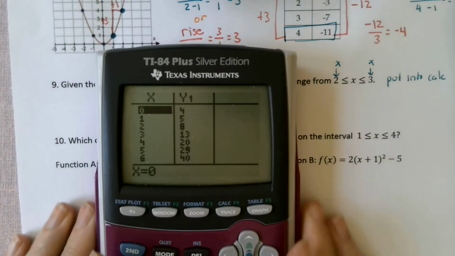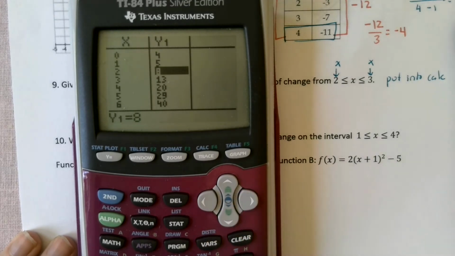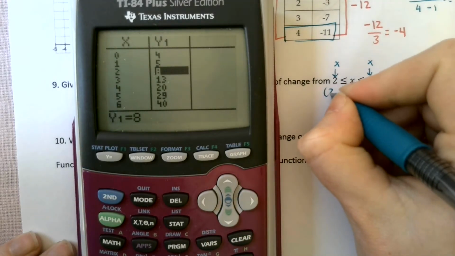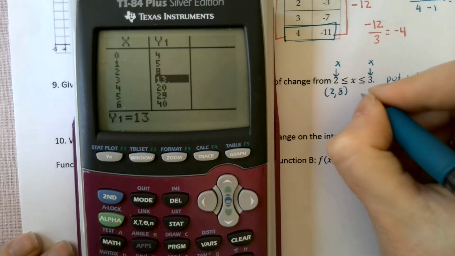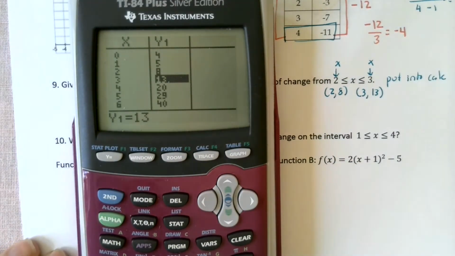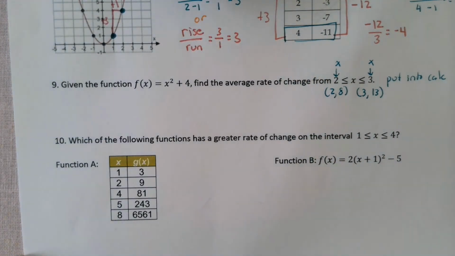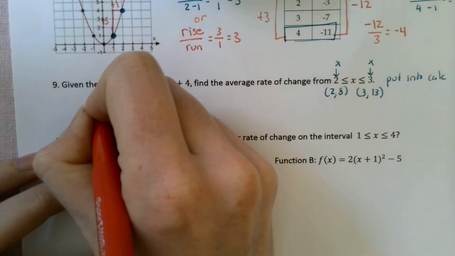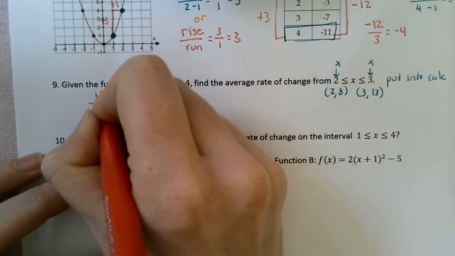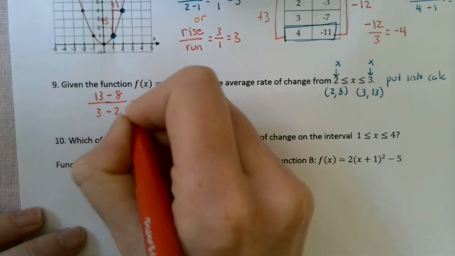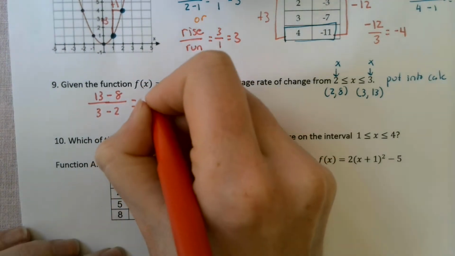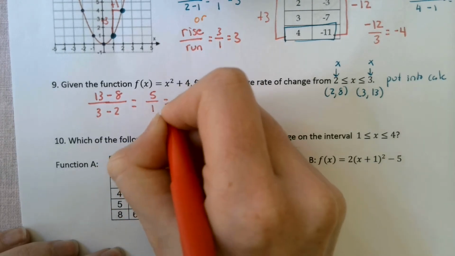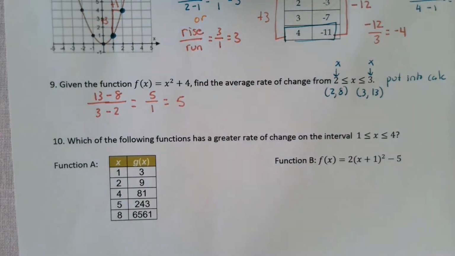Alright, so I'm at my table, and I need the points for 2. So that's going to be (2, 8), and then (3, 13). Okay? Alrighty. So now we need to use our slope formula. So that is going to be 13 minus 8 over 3 minus 2. 13 minus 8 will give me 5. 3 minus 2 gives me 1. 5 divided by 1 gives me 5. And so that is your average rate of change.